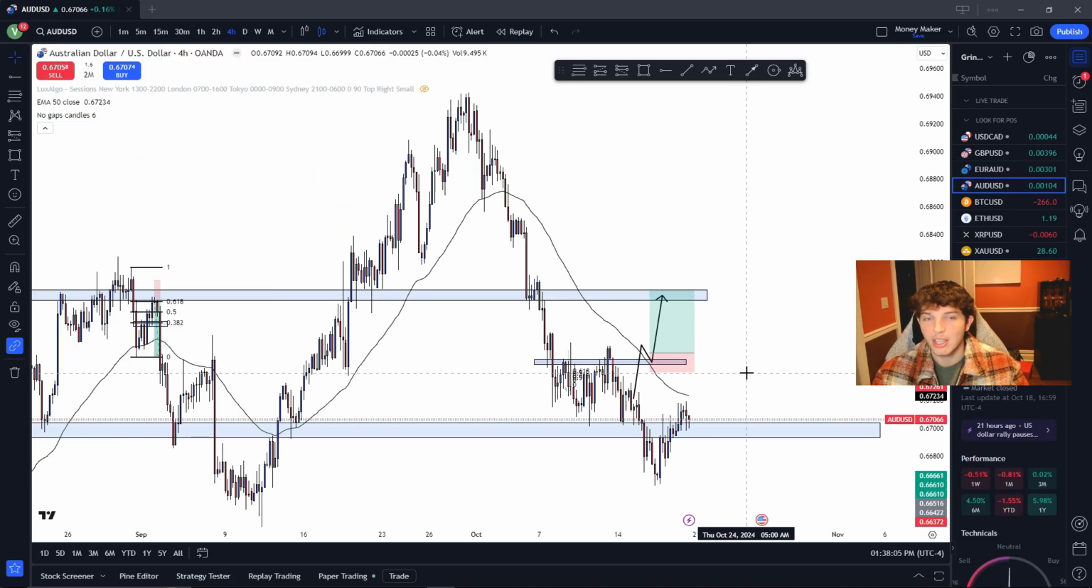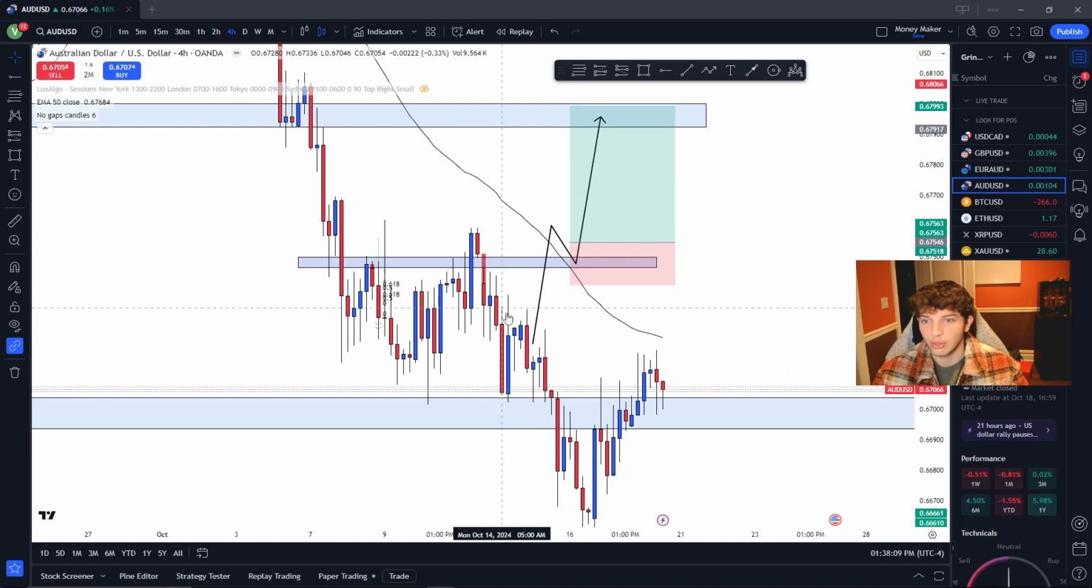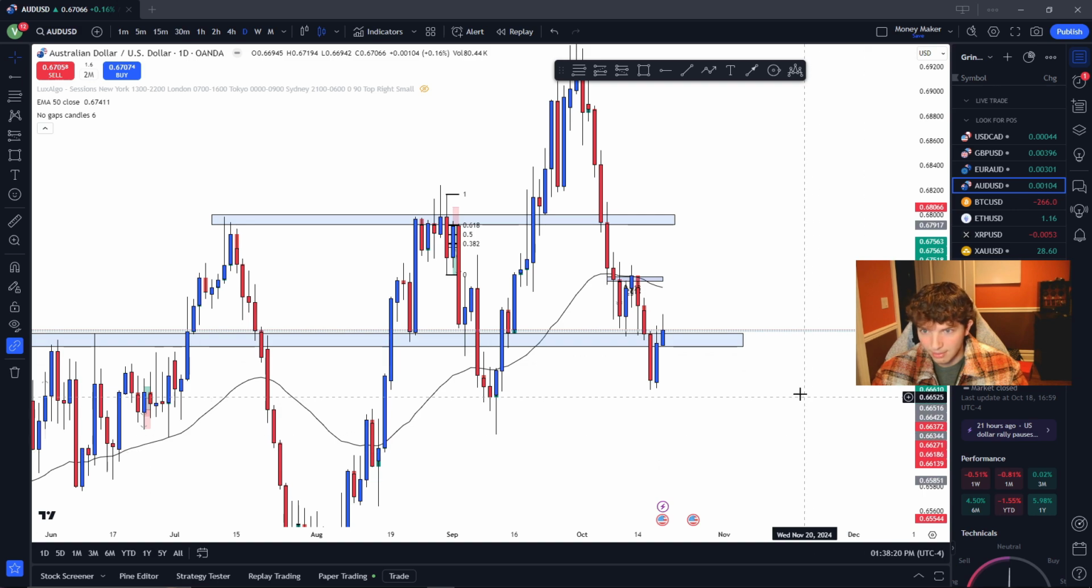Last pair this week is AUDUSD. Last week I told you guys we were going to look for longs. We never got that breakout and retest like we wanted to. It just continued to sell off, which is fine. No trade, right? So it is what it is. But now we're simply waiting for longs again.